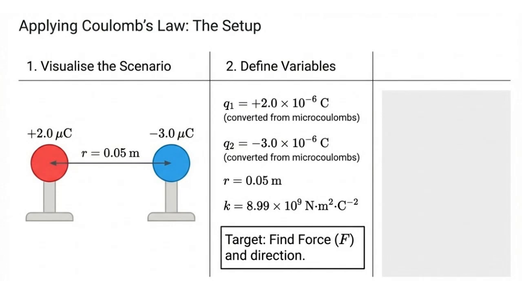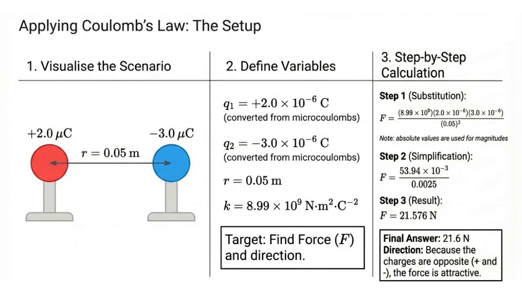Now that we have visualized the setup with two charges and their distance, we can clearly define the variables we'll use. The first charge is positive 2 microcoulombs, converted to 2.0 times 10 to the negative 6 coulombs. And the second charge is negative 3 microcoulombs, or negative 3.0 times 10 to the negative 6 coulombs. The distance between them is 0.05 meters, and we'll use the Coulomb constant, which is approximately 8.99 times 10 to the 9th newton-meter squared per coulomb squared. Our goal here is to calculate the force between these charges and understand its direction. This gives us everything we need to apply Coulomb's law step by step.